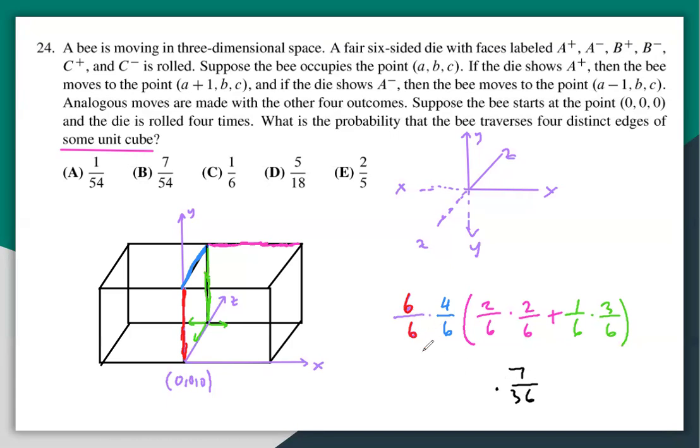And then cancel the 6, so you get 2/3. Canceling these as well, so it's 7/... let me see. That will be 2/3, that's 36. We divide by 2, that's 54, right? So I think that's 54. So that is choice B. I hope that was clear. I'll see you in the next video.